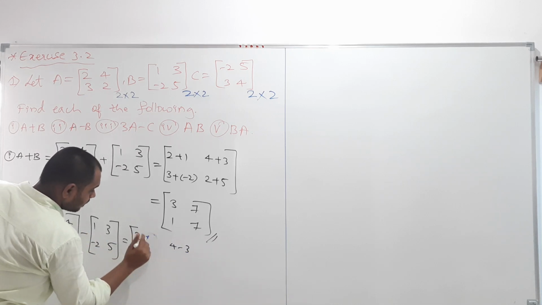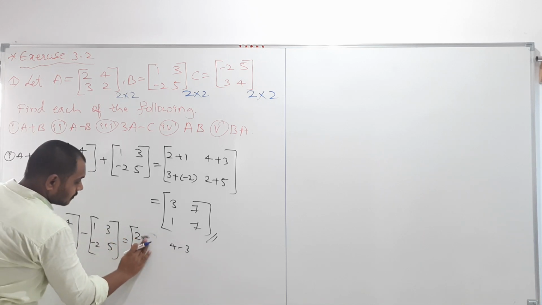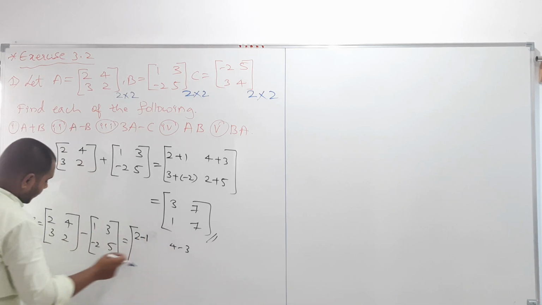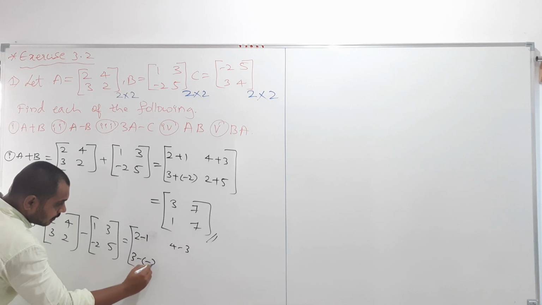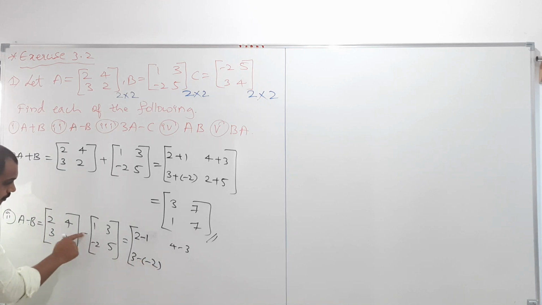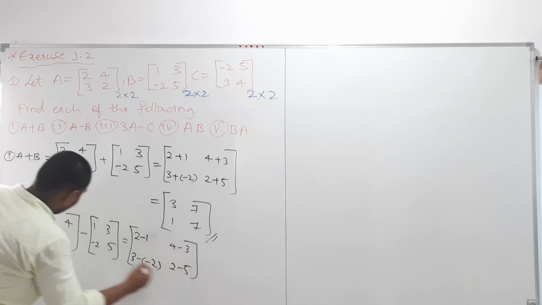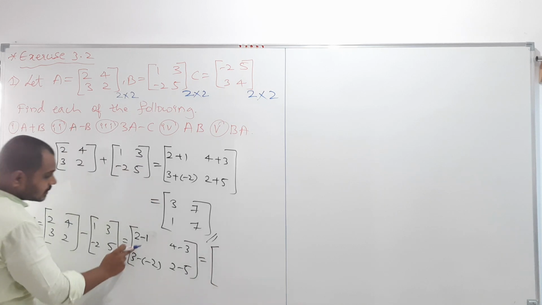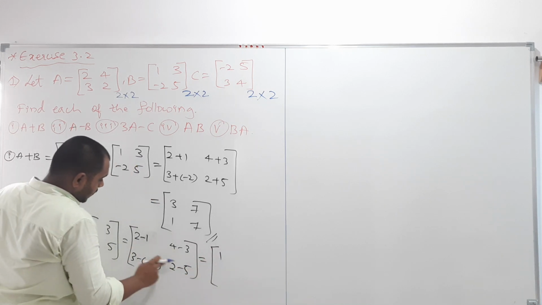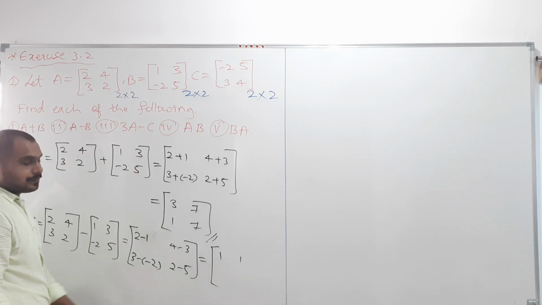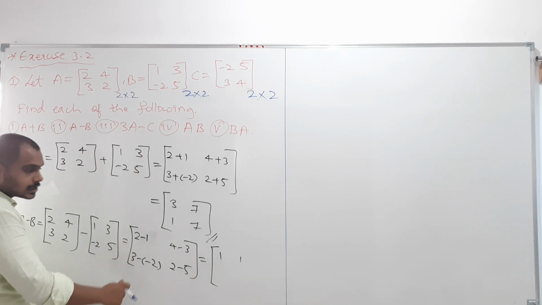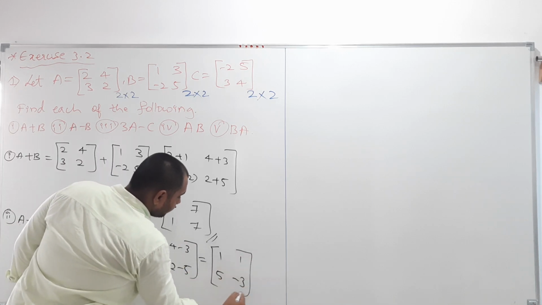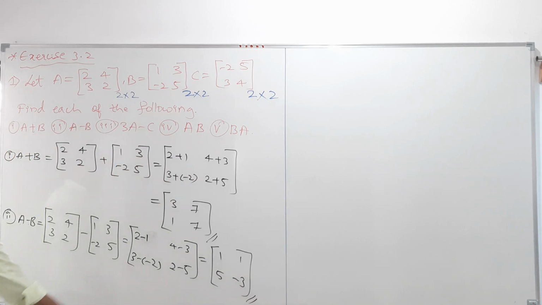And next again here it is 2 minus 1, 4 minus 3, 3 minus of minus 2, 2 minus 5. Clear? And now simplify this, my dear students. So the answer is 2 minus 1 is 1, 4 minus 3 is 1, 3 plus 2 is 5, 2 minus 5 is minus 3. Clear?